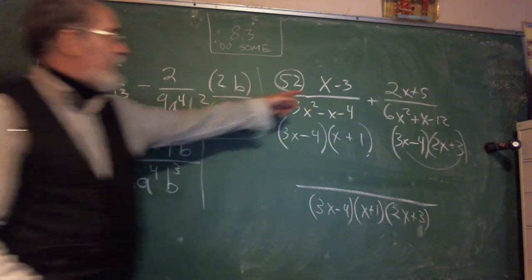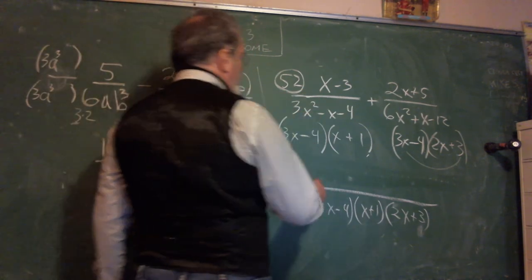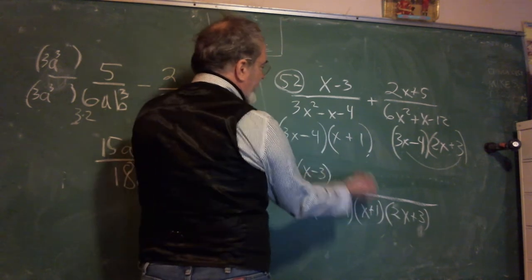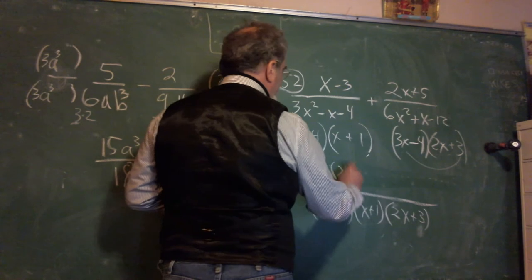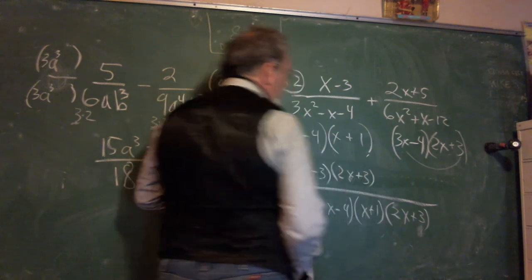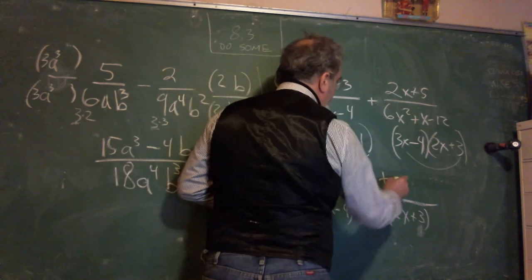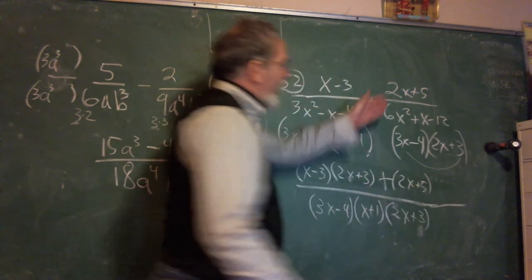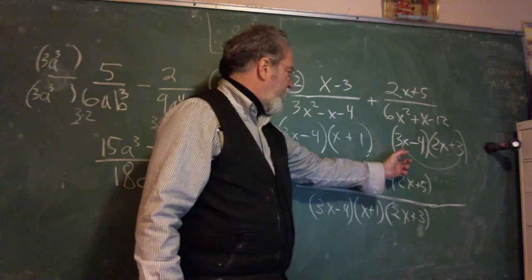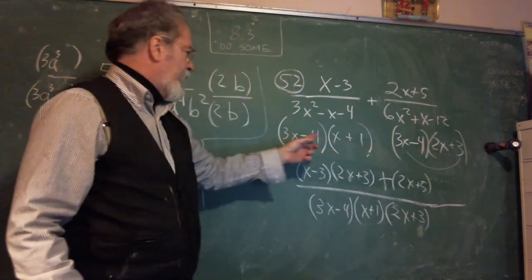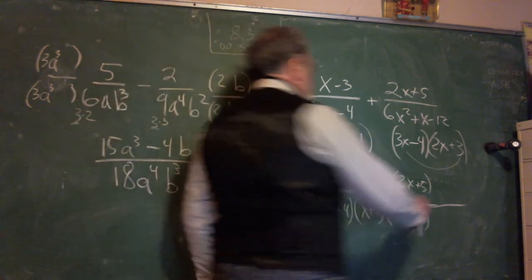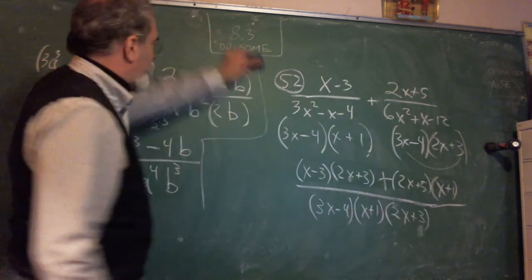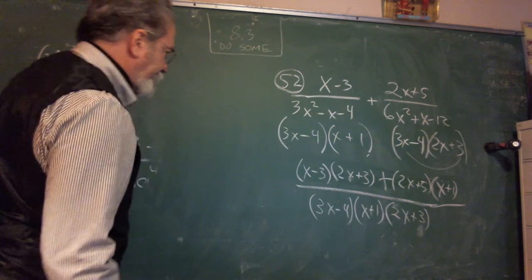All right, now, this x minus 3 had to get multiplied by what? Well, this fraction needed the 2x plus 3. There's a plus sign here. 2x plus 5. What did this fraction need? This fraction had the 3x minus 4. It had the 2x plus 3. It needs the x plus 1. So I'm throwing on the x plus 1. I'm erasing over here so I can work to the left.